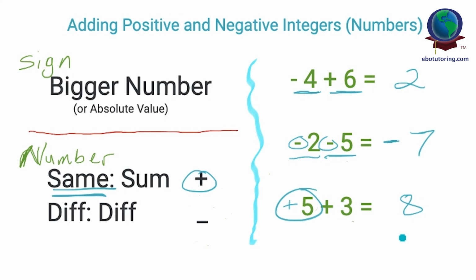Done. If you just follow those two rules, bigger number, same sum, and different difference, you can get these right every single time without a problem.